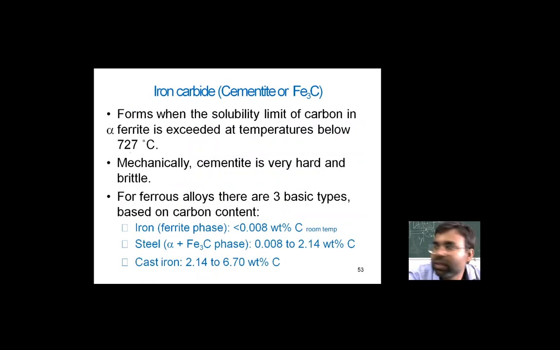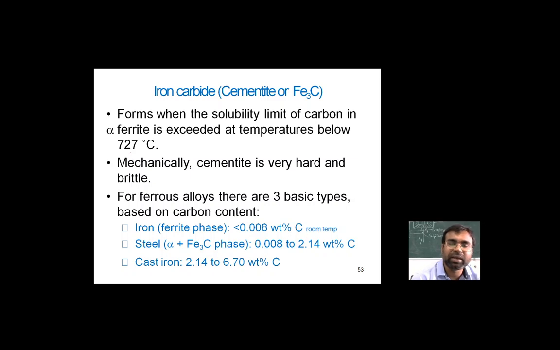So what is cementite all about? It is formed when the solubility limit of carbon in alpha ferrite, which you saw in the figure, is reached below the temperature of 727 degrees centigrade, where the carbon percentage in the alpha ferrite is the maximum. And mechanically, cementite is very hard and brittle, as we discussed earlier.